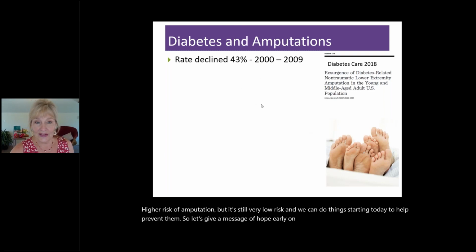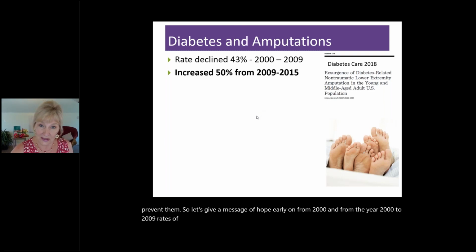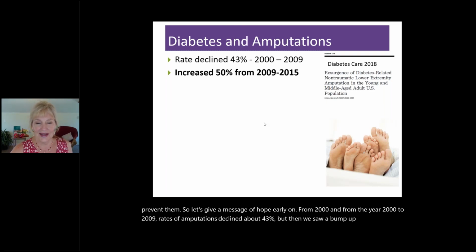From the year 2000 to 2009, rates of amputations declined about 43%. But then we saw a bump up 2009 to 2015, a 50% increase.